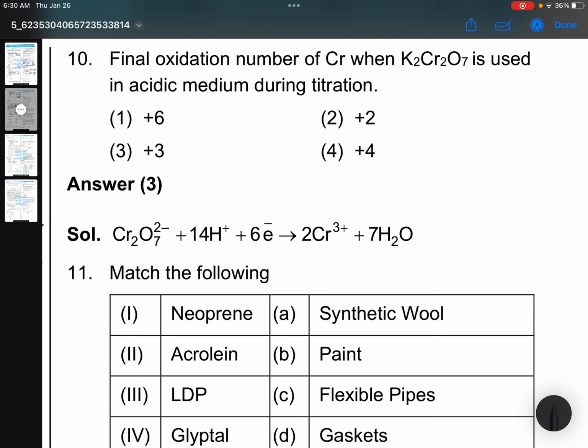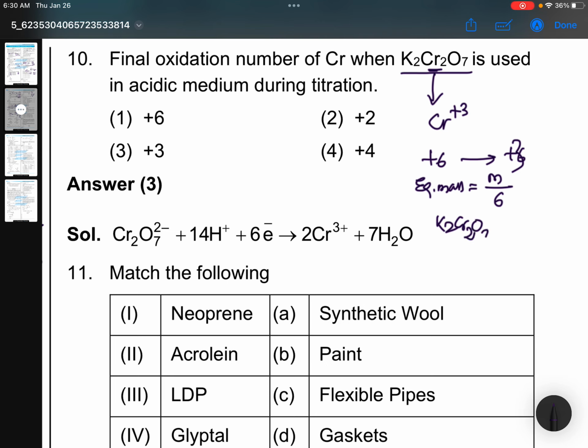Final oxidation state of chromium in K2Cr2O7 used in acidic medium. K2Cr2O7 always changes to Cr plus 3, from plus 6 oxidation state. We discussed this many number of times because equivalent mass of K2Cr2O7 is taken as molecular mass by 6, because 2 chromiums from plus 6 change to 2 chromium plus 3. So change in oxidation state is from plus 12, 2 chromiums, to plus 6. Change is 6. That's why molecular mass by 6.